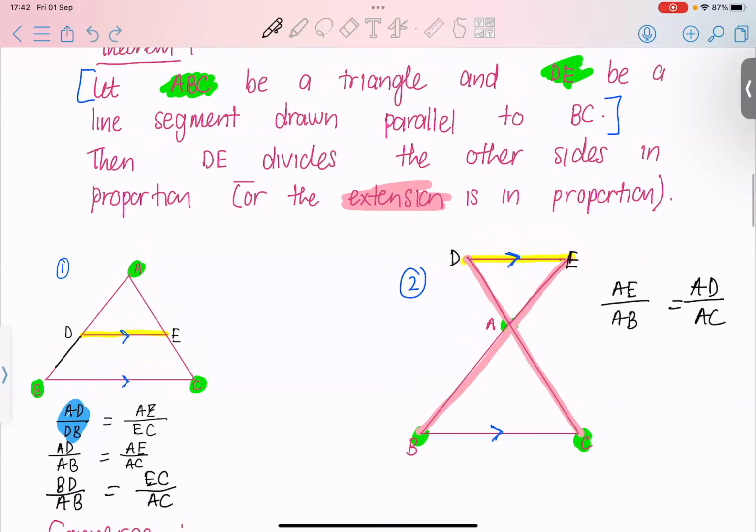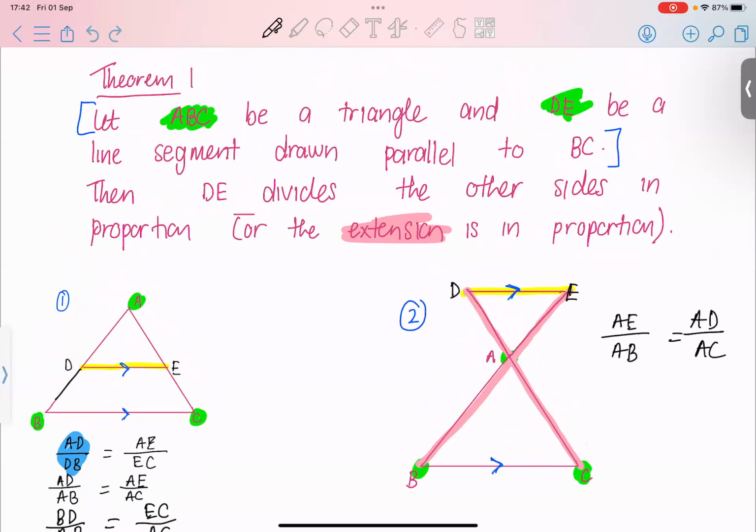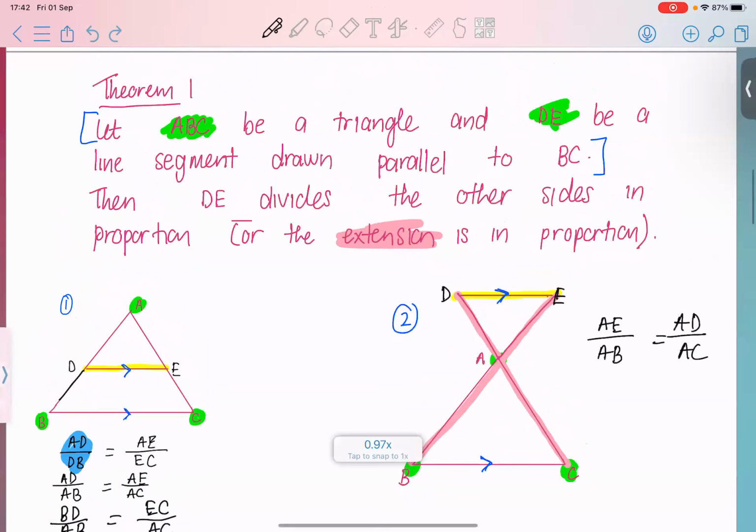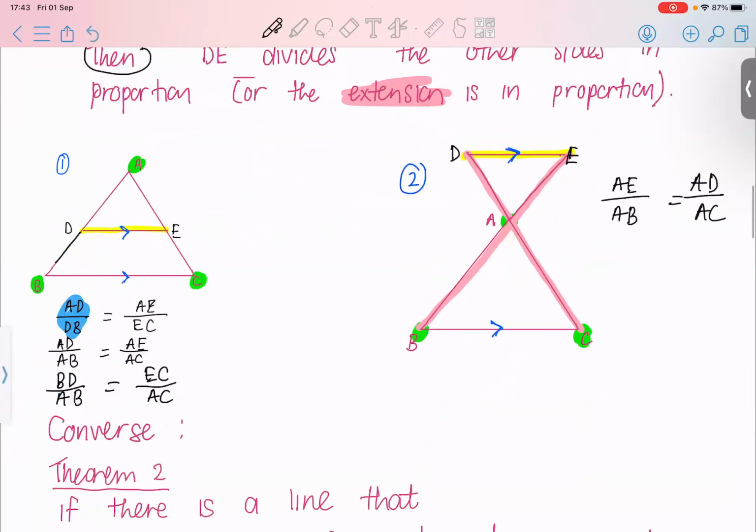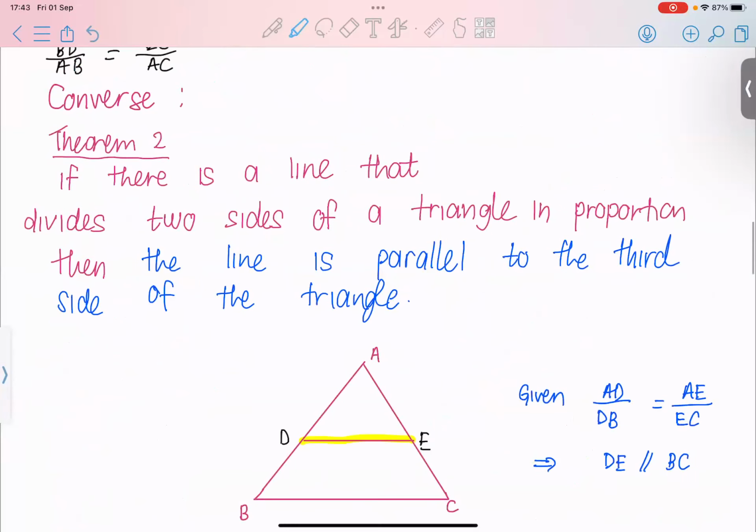Right, so that's what it says. I'm repeating: you start off with a triangle and you draw a line parallel to one side, then it divides the other two sides in proportion. That's one direction, so it's an if-then statement. We have a premise and we have a conclusion. What follows after the word then is what I conclude. And it turns out that the converse of this result is also true. And what is the converse? Well, I've just labeled it theorem 2, but it's the opposite of what was said.